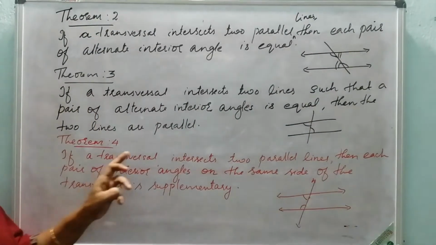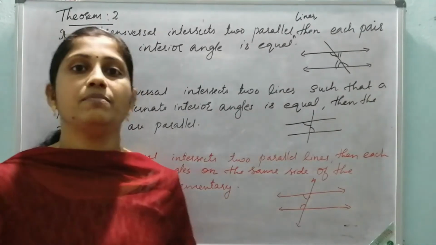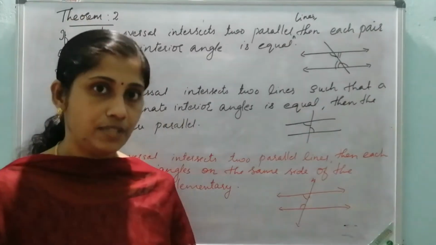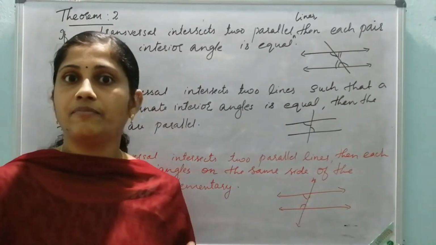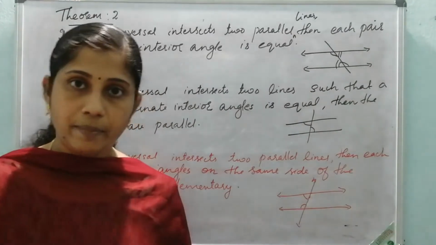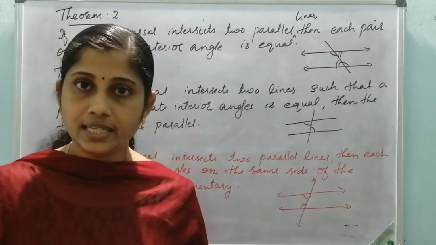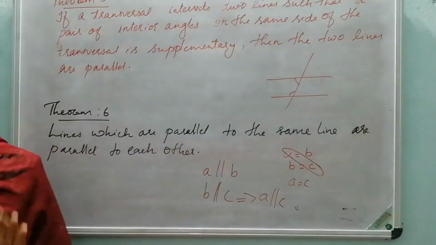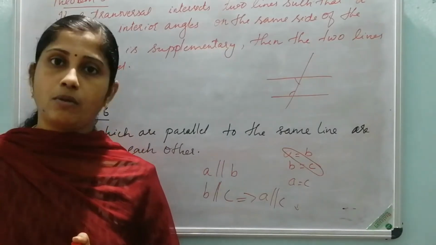That is, if a transversal intersects two parallel lines, then each pair of interior angles on the same side of the transversal is supplementary. Then theorem 5 is the converse of this one. Here, if the lines are parallel, the co-interior sum is 180 degrees. The converse is that if the co-interior angles are supplementary, that is, the sum of the co-interior angles is 180 degrees, then we can say that the lines will be parallel. That is theorem 5. Here we have to study the statement of the theorems. Then we can look at the problems now.